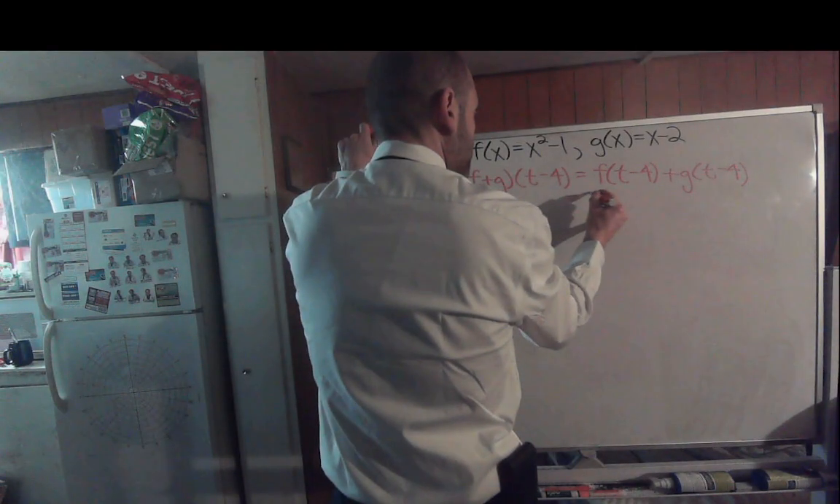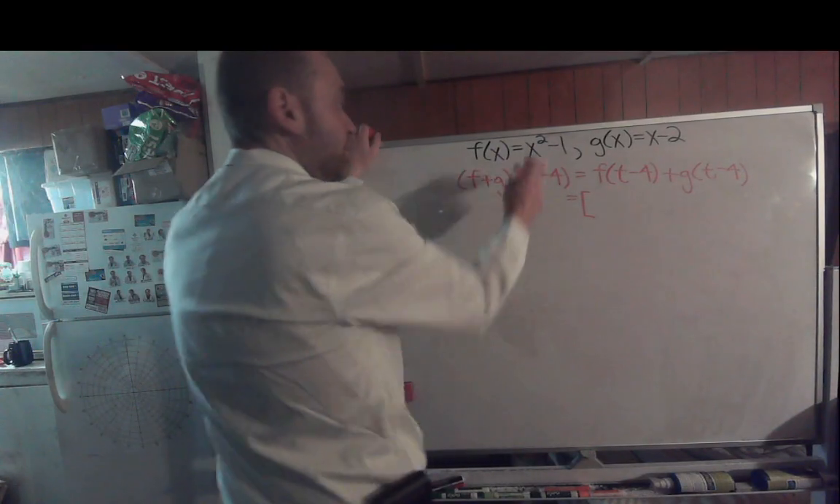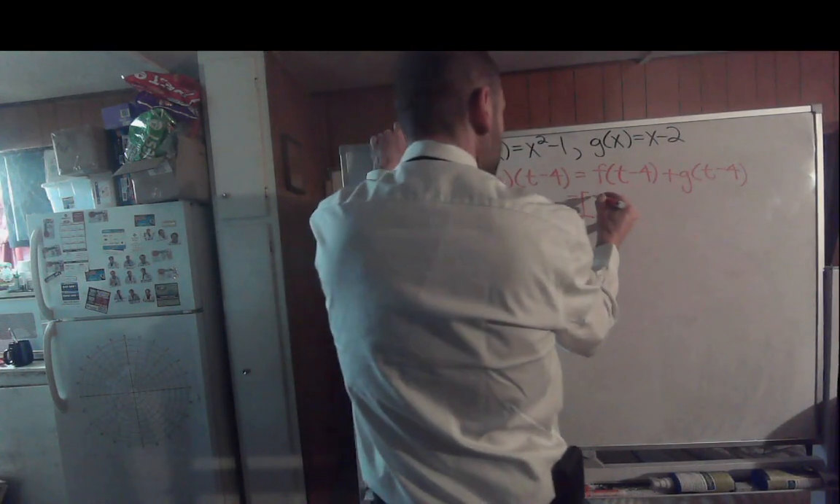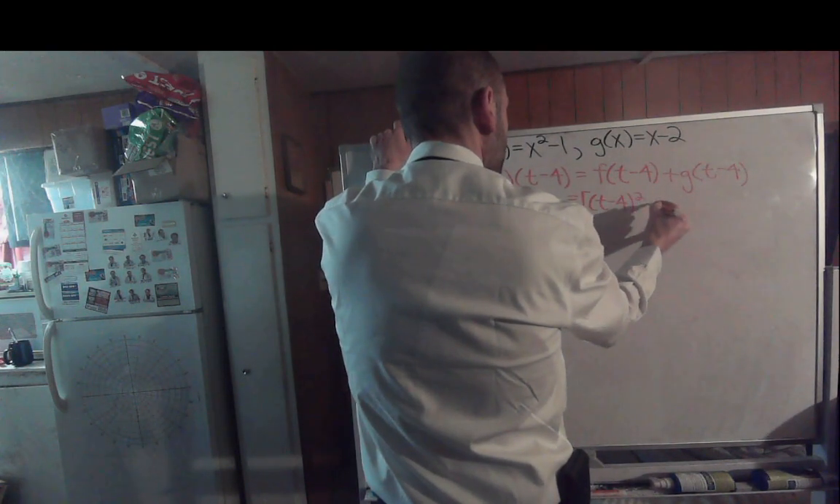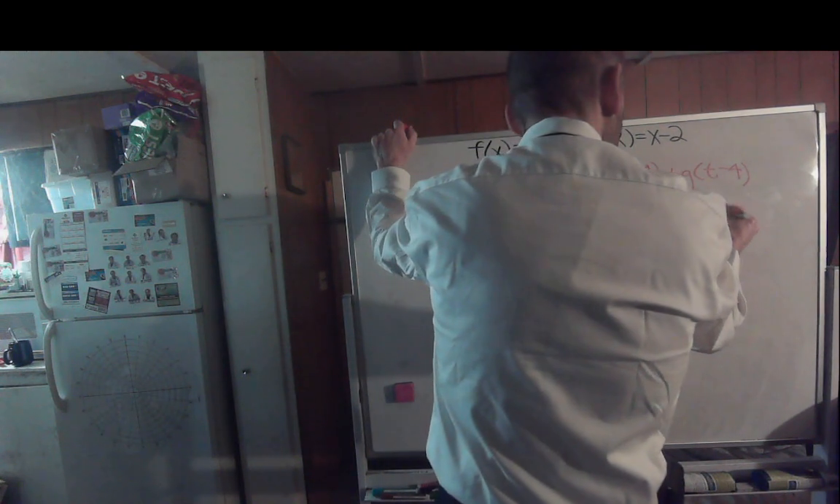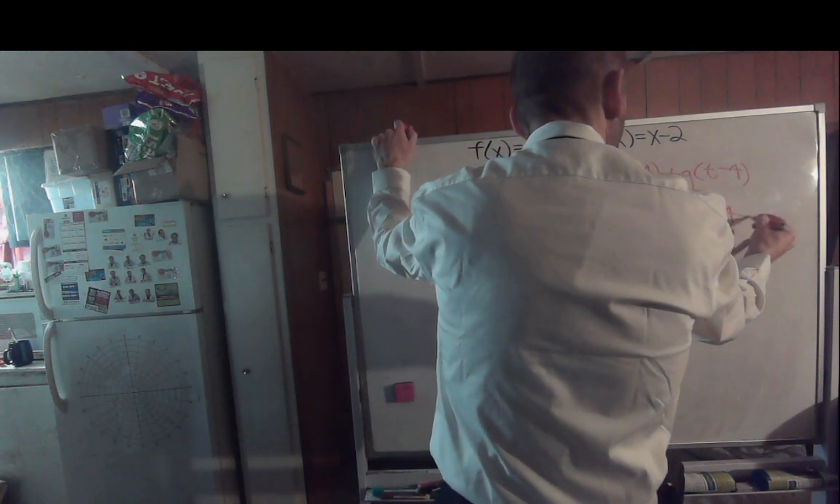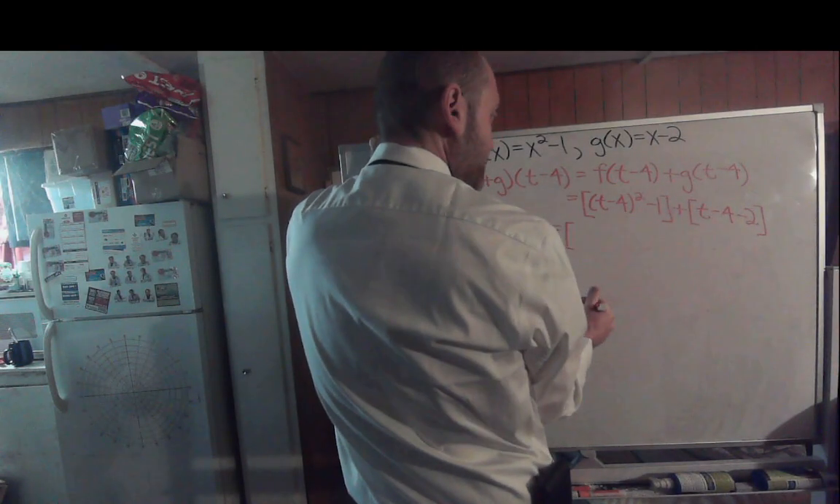So now set yourself up some brackets. If we put in t minus 4 for that x in f of x, that would give you the quantity t minus 4 to the second power, then minus 1. Plus, if you do it for g, put in that t minus 4 for x, that would give you t minus 4 minus 2. So your first bracket, you do the binomial expansion to the second power.